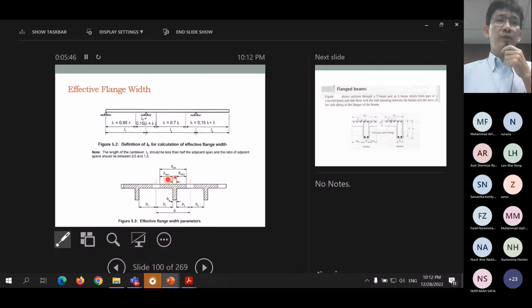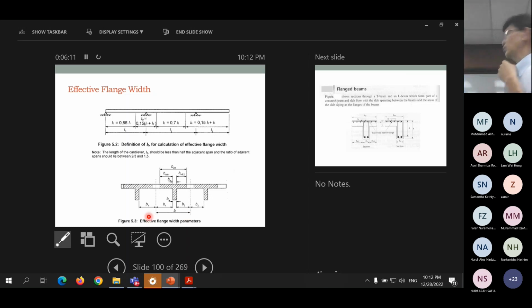And B effective is, of course, B effective 1 plus B effective 2 plus BW. BW is just, when you design for a rectangular beam, equal to the width of the beam. And what is B? B is the distance from the center line of this side to the center line of this side here, called B.